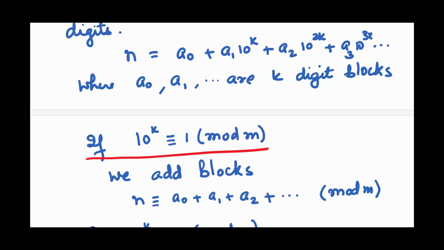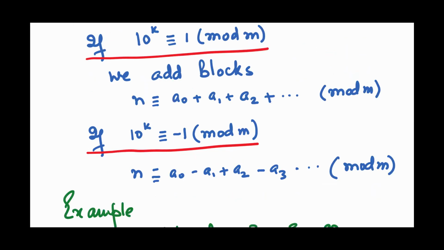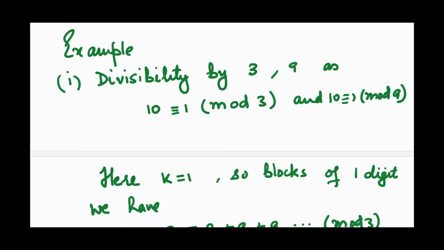If 10 to the power k is congruent to 1 mod m, we add the blocks and the congruence becomes n is congruent to a0 plus a1 plus a2 and so on mod m. If 10 to the power k is congruent to minus 1 mod m, then n is congruent to a0 minus a1 plus a2 minus a3 and so on mod m. So a lot of the divisibility tests which you have seen above are covered by this.